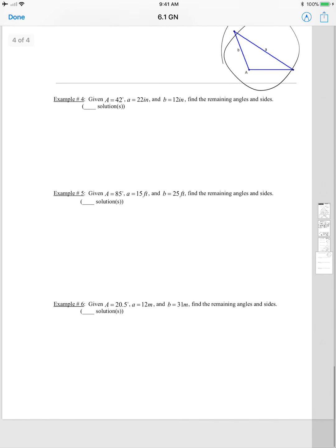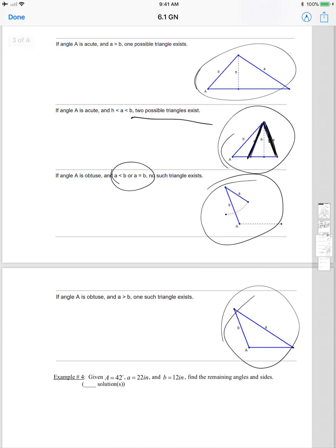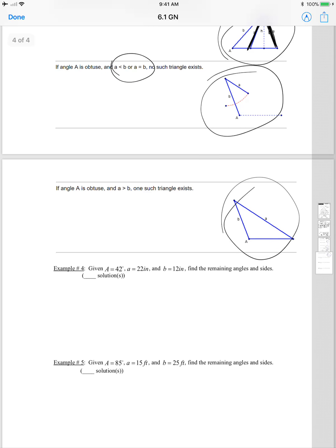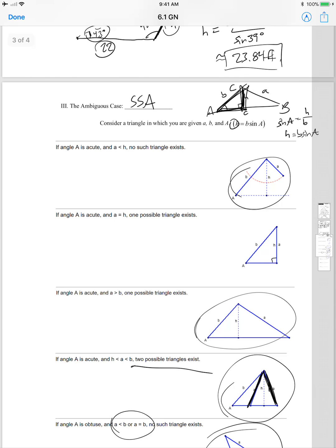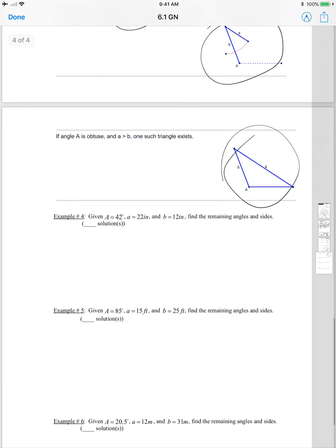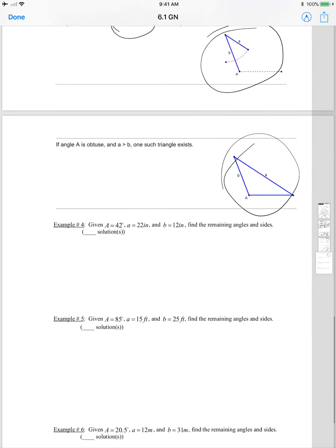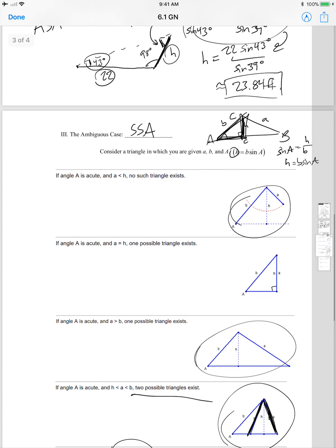So we're going to go through these three examples, and I want us to use the information that we're given, kind of check these cases to tell us how many solutions we're going to have, and then we'll solve it just like we had solved the first few examples in this section, using the law of sines.